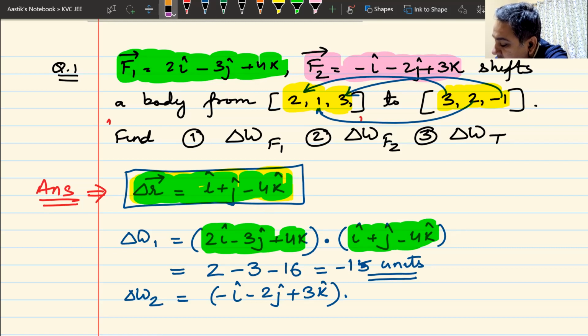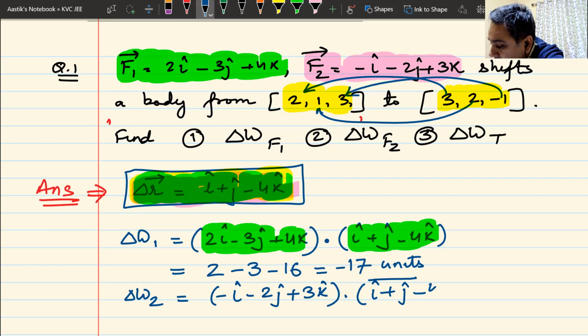Sorry, I made a mistake. So the answer will be minus 7. Is it correct now? Okay. Work done by the second force is minus I minus 2j plus 3k, and I have to dot it with this R. And R is I plus j minus 4k.